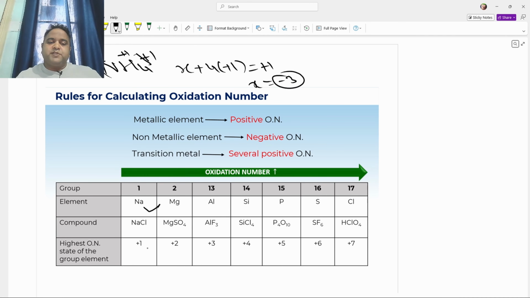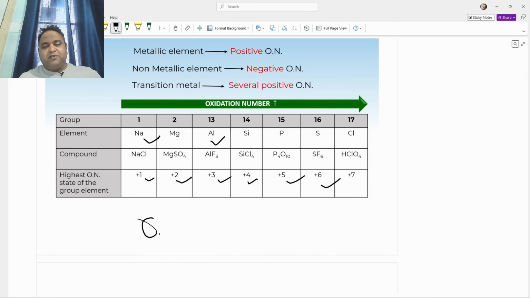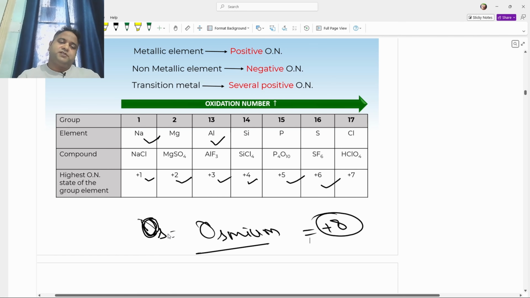You can say sodium maximum is +1, magnesium can go for +2, aluminum can go for +3, silicon having 4 valence electrons can go for +4, phosphorus can go up to maximum +5, sulfur is going to +6, and chlorine is going to +7. Can you think about the element that shows the highest oxidation state? Yes, it is osmium. They can show up to maximum +8 oxidation state.